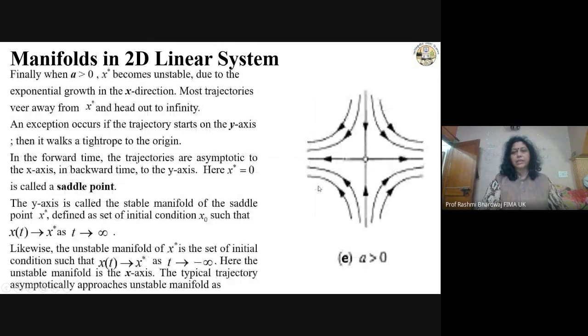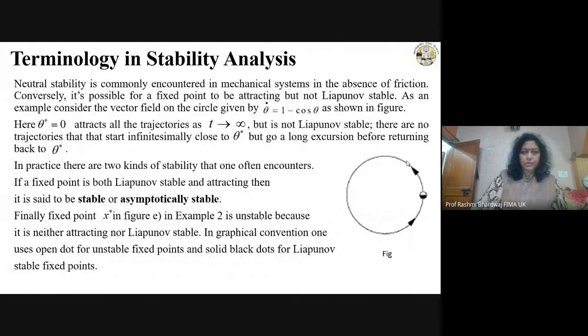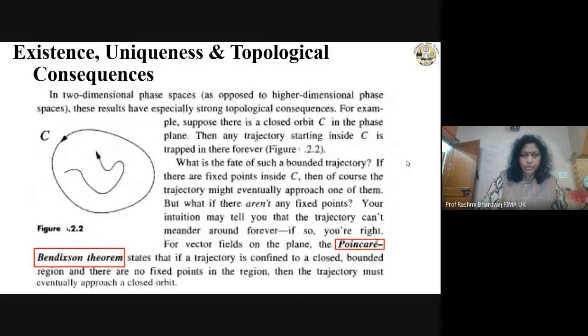But if a is greater than 0, you see that all the trajectories are moving away from it. So it is an unstable point. So this is a saddle point. Some are moving towards it, and these are moving away from it. Yesterday also I discussed a lot about that. So these are stable or unstable manifolds you can discuss. I'm only showing you, not going into much detail.